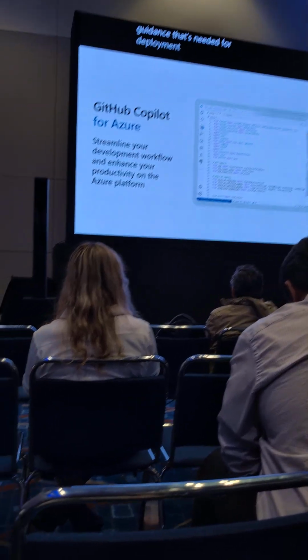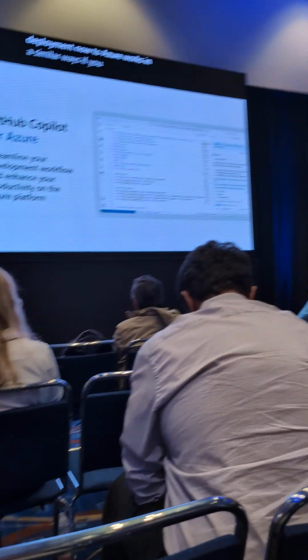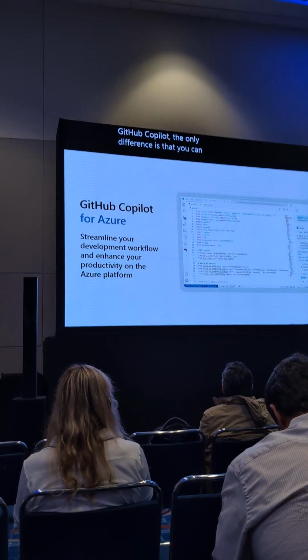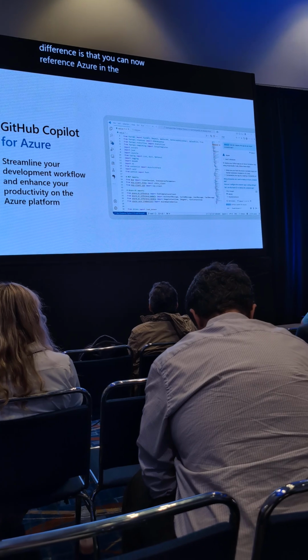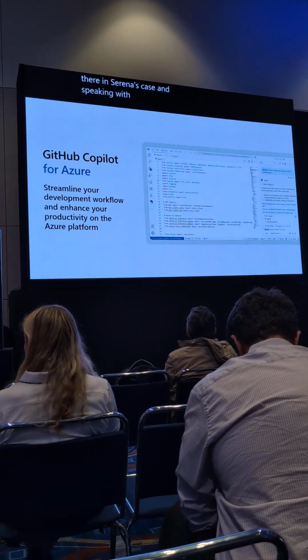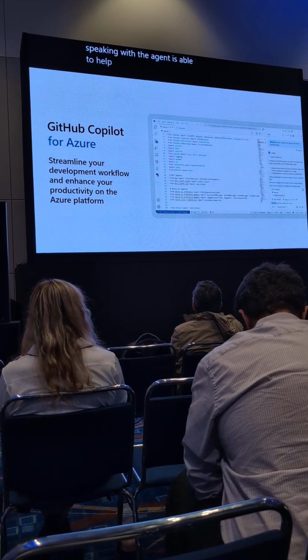Works in a similar way that you were using GitHub Copilot. The only difference is that you can now reference Azure in the responses that it's generating, and then from there, in Serena's case, speaking with the agent is able to help her configure everything in her app to run as an Azure container app.